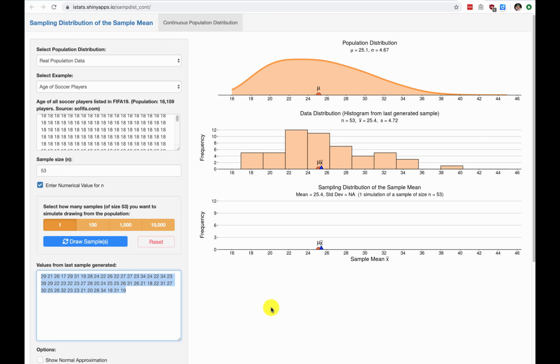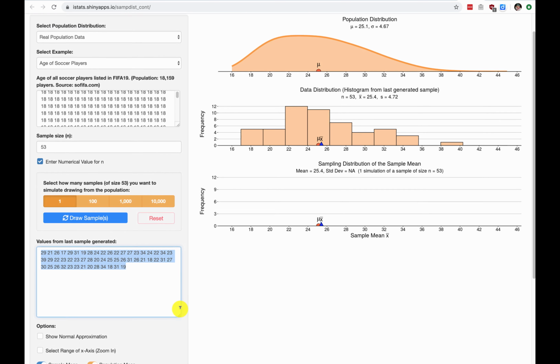So the third graph is telling us, okay, here is a summary with just statistics from that one sample. The mean was 25.4, so there's a blue little triangle there. And then it tells us, reminds us that we did one simulation of a sample of 53 people, and then that one sample mean was graphed.